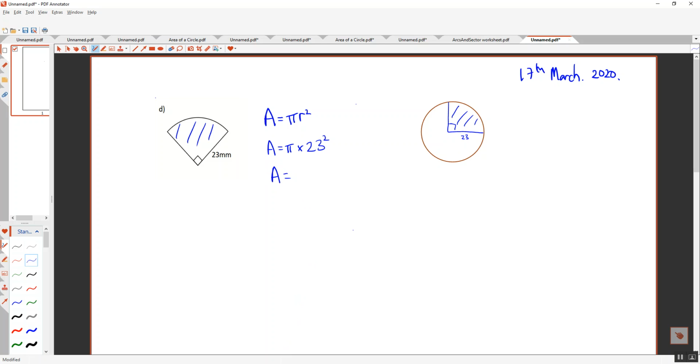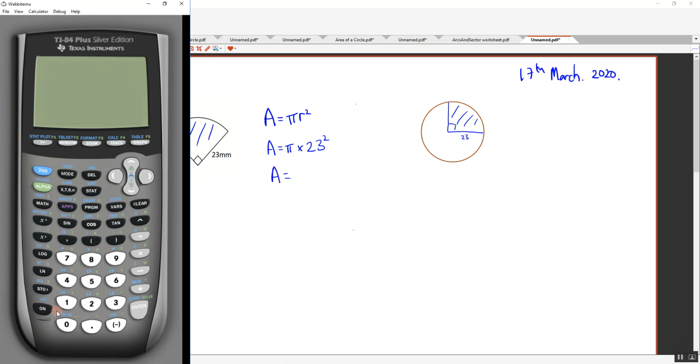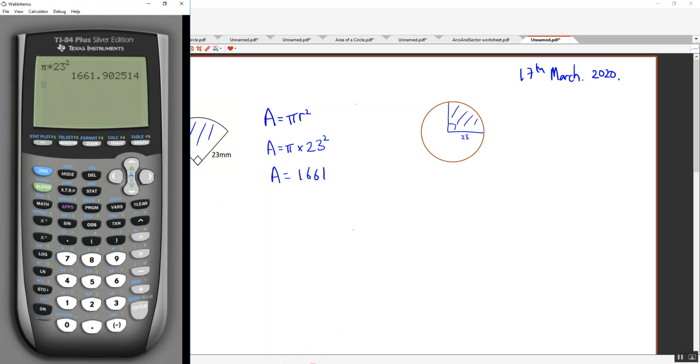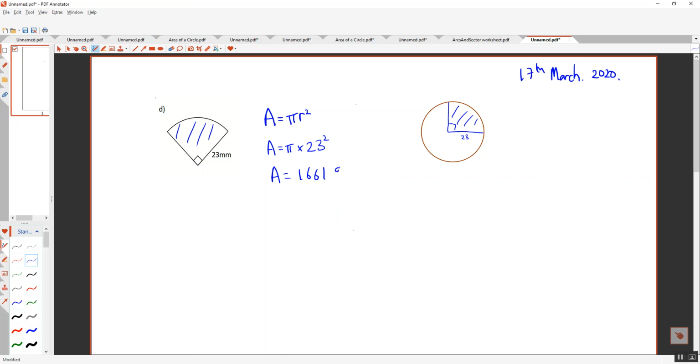So if I put this into my calculator, so pi, let's clear that. Where's my pi button? Why can't I see my pi button? Oh, there it is. Okay, so pi times 23 squared equals 1661.9025.